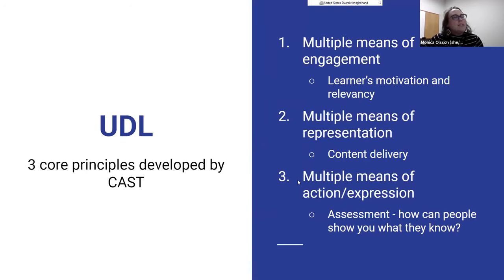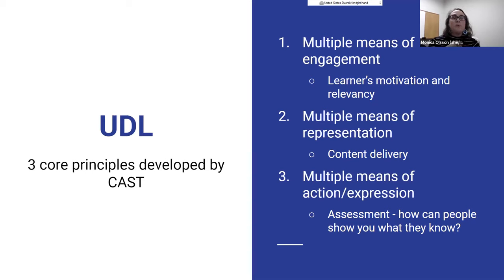Okay, so this slide is titled UDL Three Core Principles. There are three core principles of universal design for learning that were developed by a nonprofit that goes by the name of CAST, C-A-S-T. And these three core principles are number one, providing multiple means of engagement. When you are providing different ways for a participant, learner, student, or colleague to engage in your content and information, you're going to increase that participant and learner's motivation and help them see the relevancy of what they're learning and how to apply it back to their life or what they're focused on.